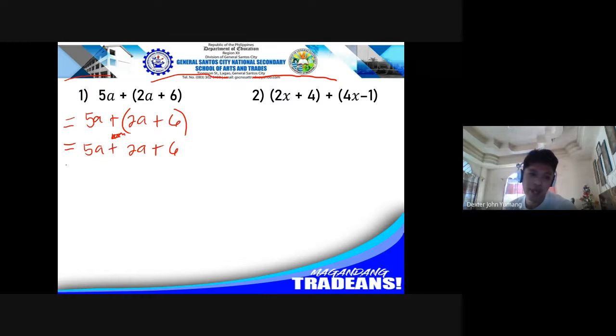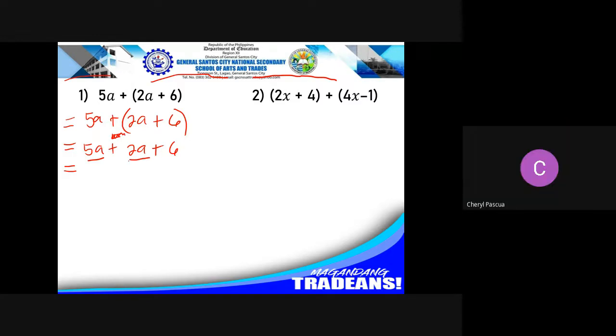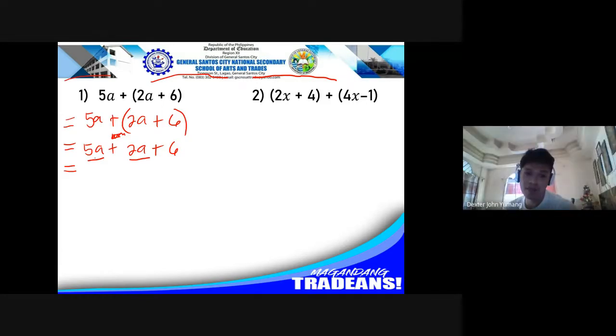Okay, next. Ang pwede lang i-add, take note, ang pwede lang i-add kapag pareho sila ng apelyido or variable na tinatawag or they have the same term. In this case, similar ba si 5a at saka 2a? Yes or no? Yes. Yes po ang sagot. That is correct. Yes. Since pareho sila ng apelyido, pwede po silang i-add.